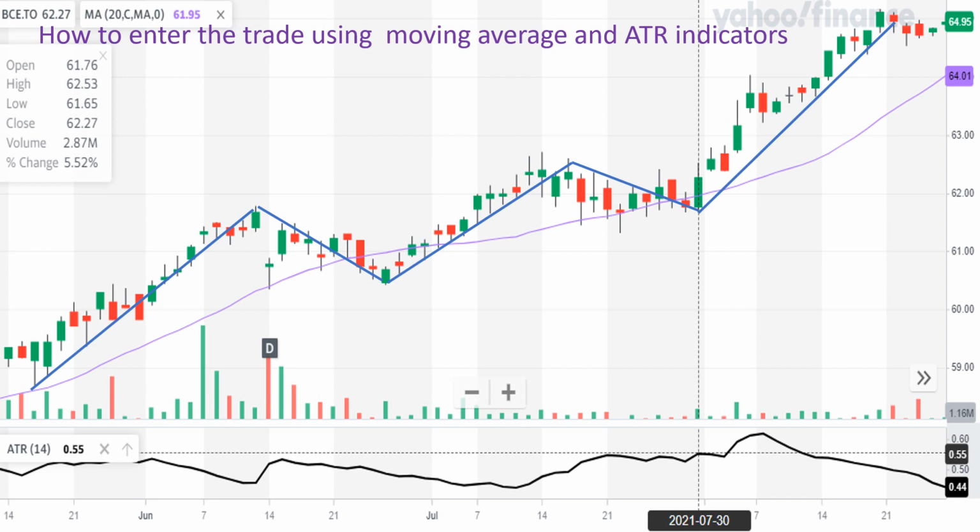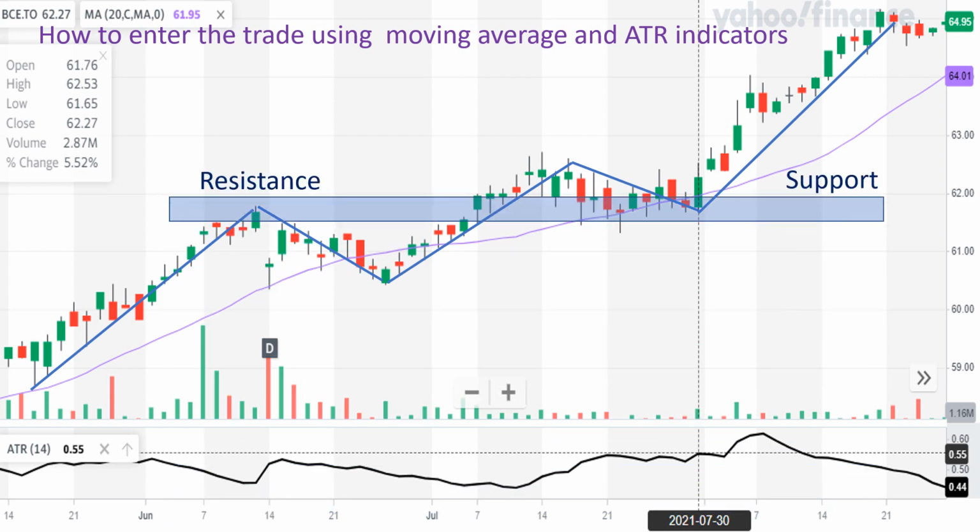I draw my support and resistance level right here. The price comes close to the support right here. This is a support, previous resistance, and it bounced back. This is in line with dynamic support. In dynamic support, the price comes close to the dynamic support, penetrates inside, and then gets rejected and goes upward. So I have a strong reason to enter the trade at this location.